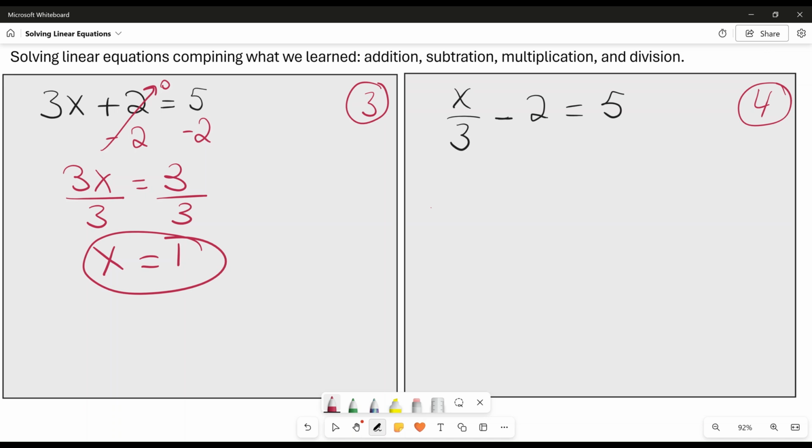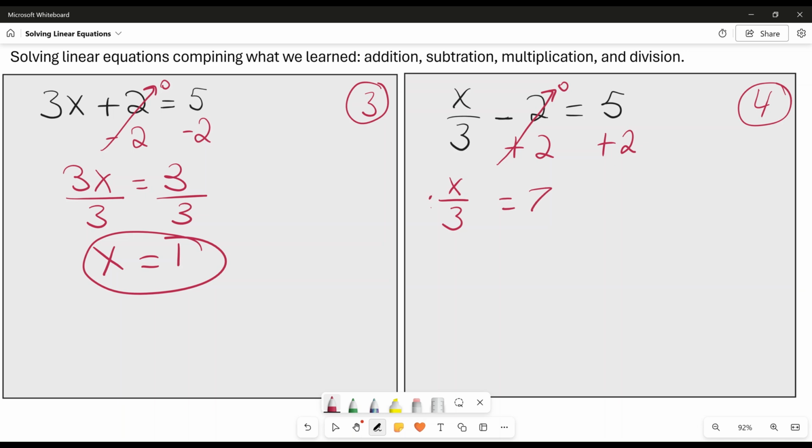Now let's move on to number 4. We want to isolate x. X is being divided by 3 and 2 is being subtracted from it. And again, we want to combine like terms. That means we have to start with the negative 2 and the 5. So we're going to add 2 to both sides. That means this is going to be 0. And then 5 plus 2 is 7.